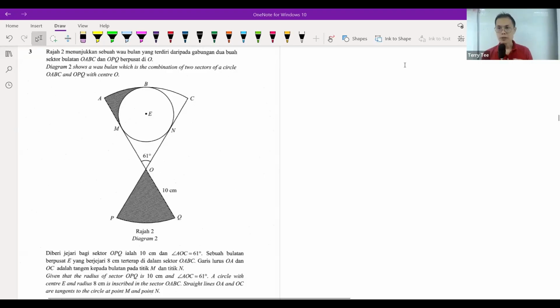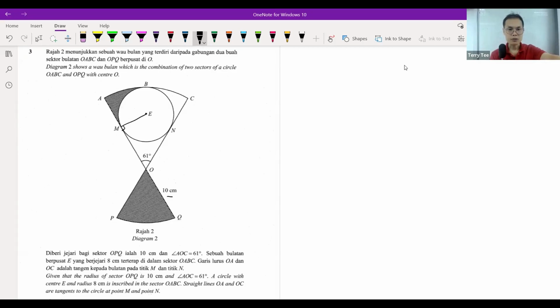Okay, question number 3. This is from Form 5, Chapter 1, Circular Measure. So diagram 2 shows a wow bulan, which is a combination of two sectors of circle, OABC and OPQ with center O. So given that the radius of OPQ is 10, this is 10, angle here is 61, and the line is a tangent. When a line is a tangent to a circle, right, that means it touches this circle at one point, and this will be 90 degree.